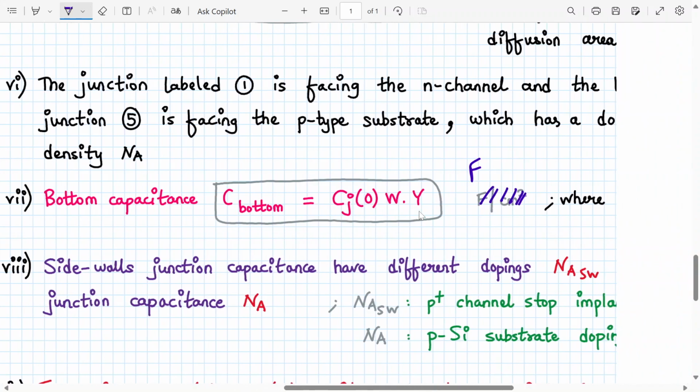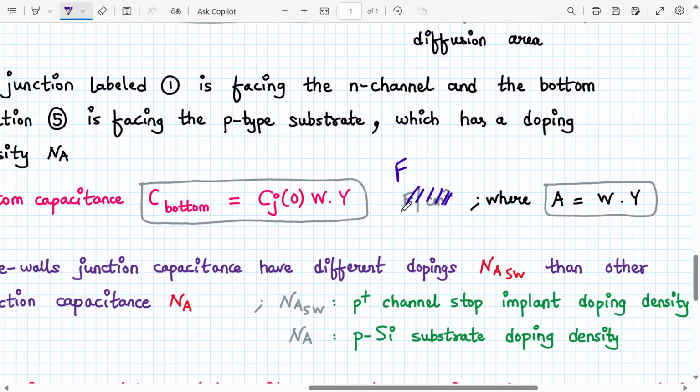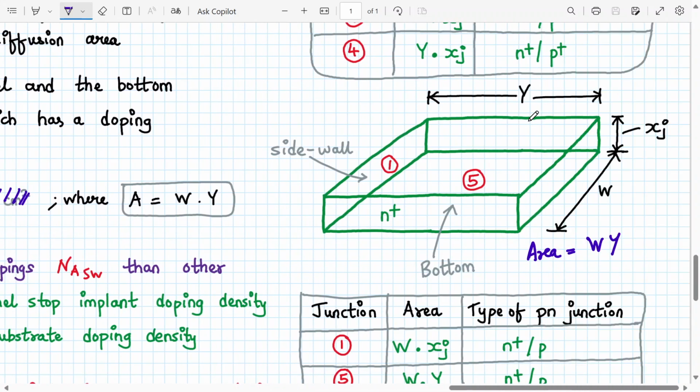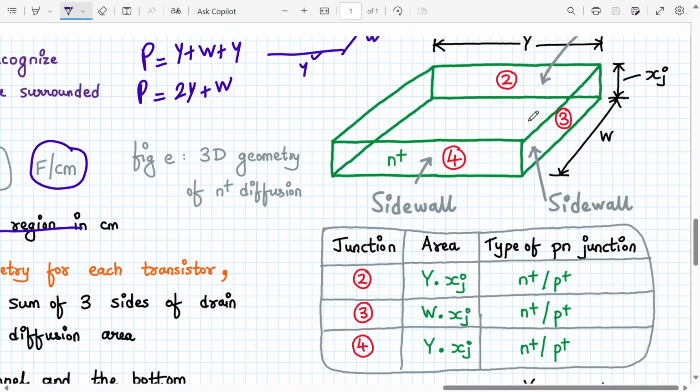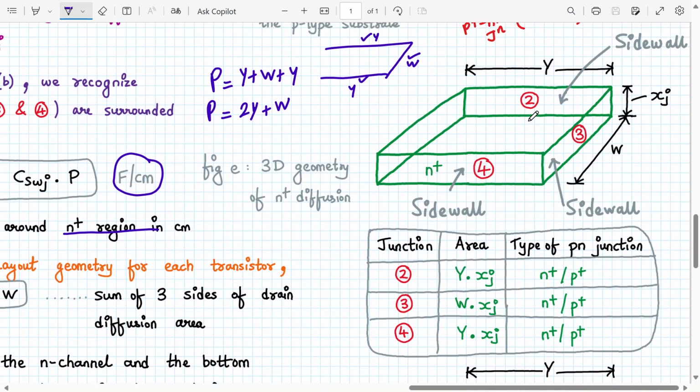Yes, sir. Okay. Written the formula where area is W into Y. Now we are coming to the end. Just 2-3 minutes. We are coming to the end of the derivation. I know it's a very crucial thing. That's why we are discussing this again and again. Now let's come back to this.